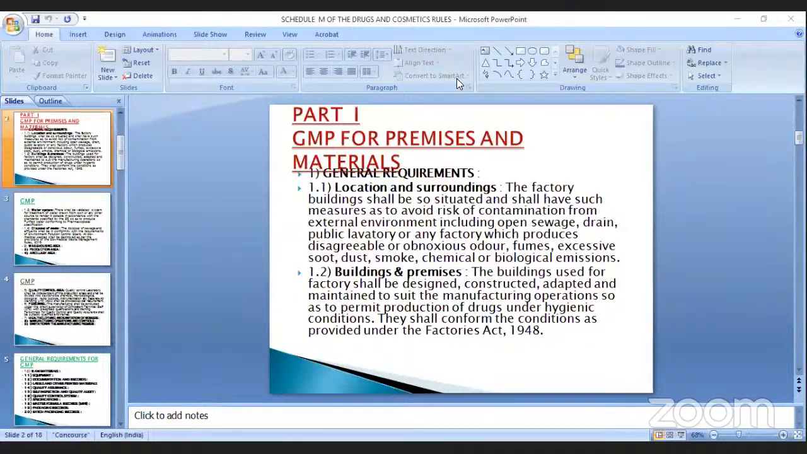Open channels shall be avoided in the manufacturing areas, and where provided, the drains shall be shallow, not deep, such that you can easily clean and disinfect those channels, those drains. These are the requirements of the buildings and premises.